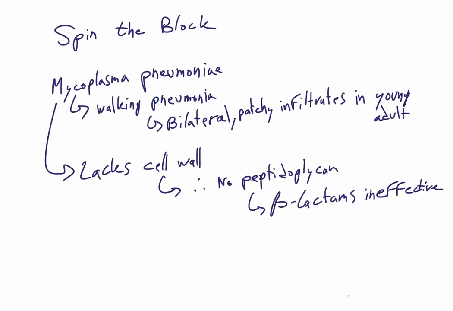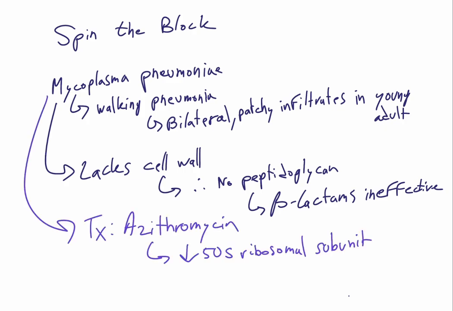To recap, let's spin the block. Mycoplasma pneumonia causes walking pneumonia. Findings will be bilateral patchy infiltrates in a young adult who appears otherwise well. It lacks a cell wall and therefore lacks peptidoglycan, making beta-lactams ineffective. Instead of a drug like amoxicillin, you will use azithromycin, a macrolide that inhibits the 50S ribosomal subunit, against Mycoplasma.